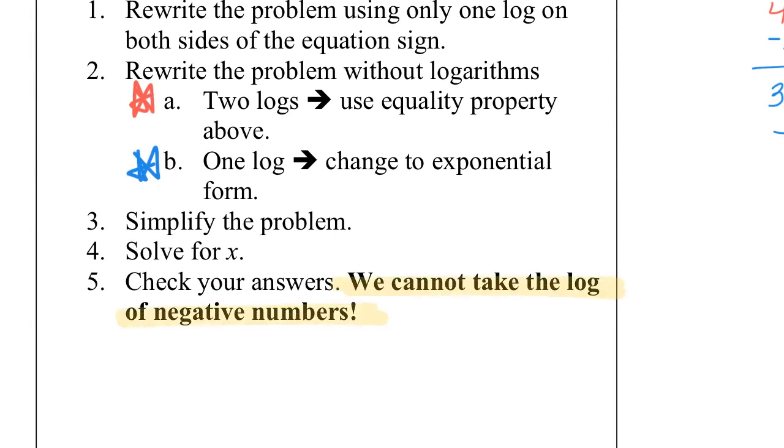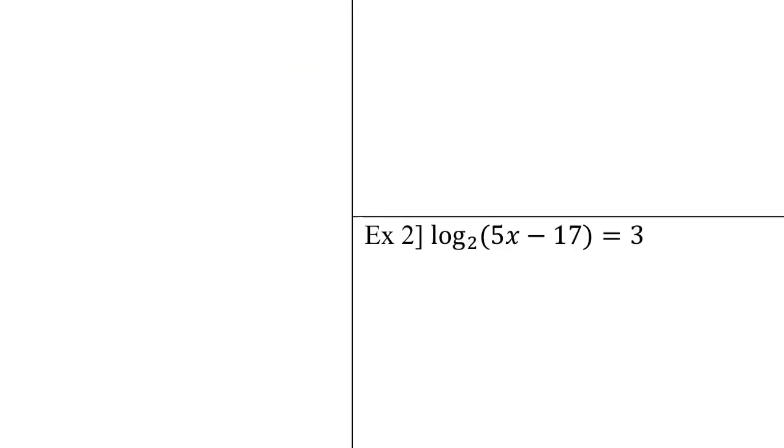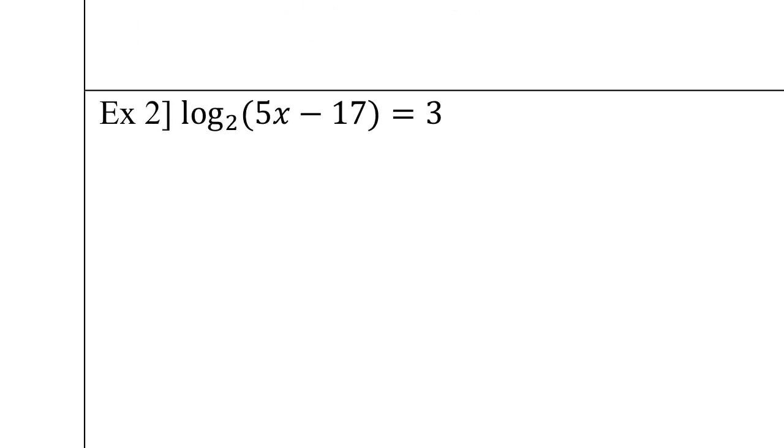The arguments have to be greater than 0. Example 2. Log base 2 of 5x minus 17 equals 3. So step 1 above says make sure that there's only one log on either side. So in this case, I only have one log, so step 1's good to go.